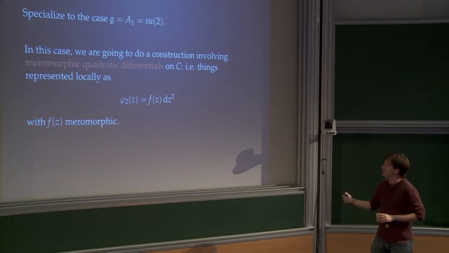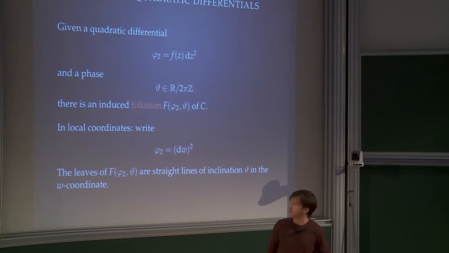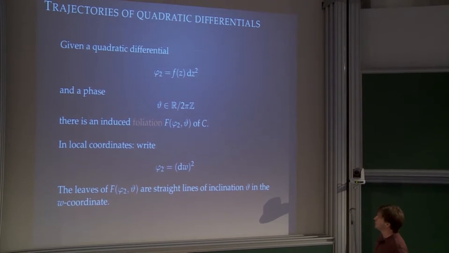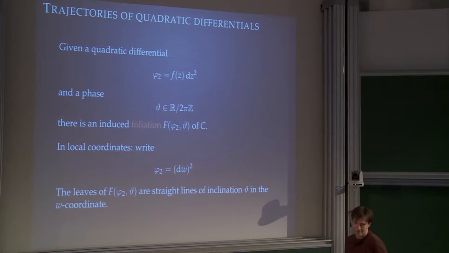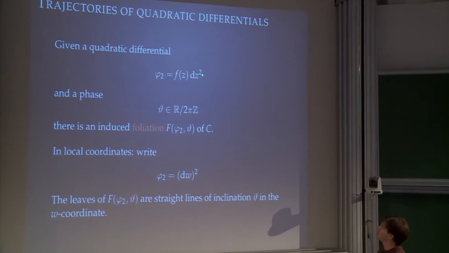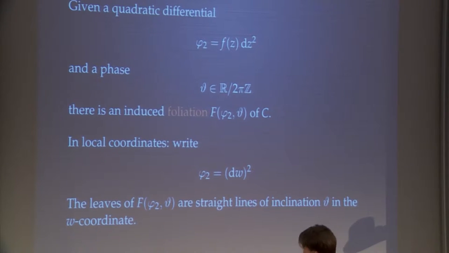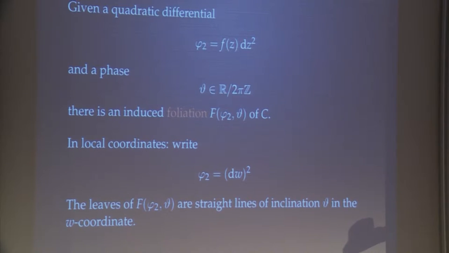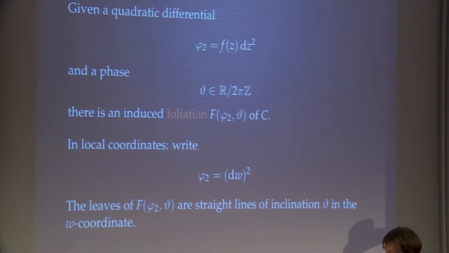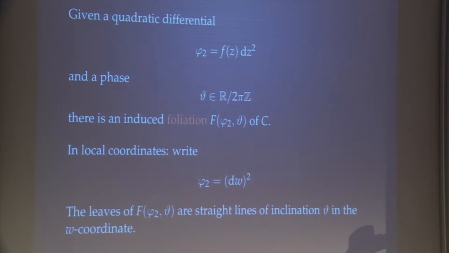Okay. So what are we going to do with these quadratic differentials? Well, given one of these quadratic differentials, and given also a phase, there's an induced foliation of the curve. So what is that foliation? It's easiest to describe what it looks like in local coordinates. So we had our thing, which was f of z dz squared. Locally, at least away from the zeros and the poles of this quadratic differential, I could find a local coordinate w where I just absorb this f of z into the definition of w. So w is like the integral of square root of f of z. So find a local coordinate in which your quadratic differential just looks like dw squared.